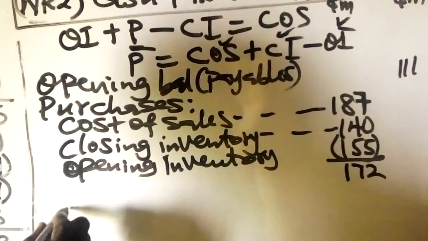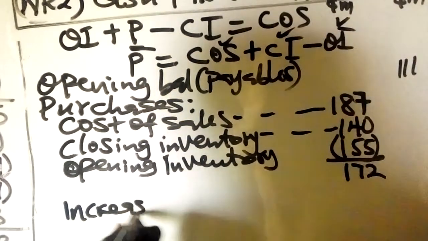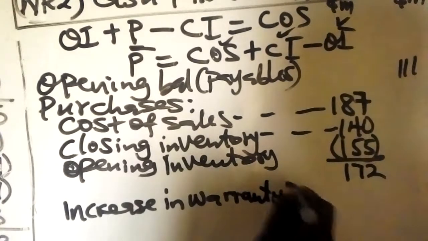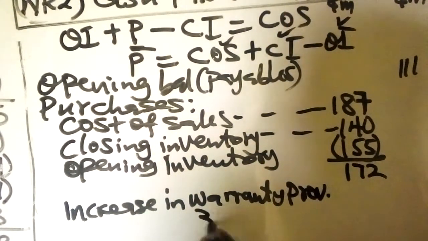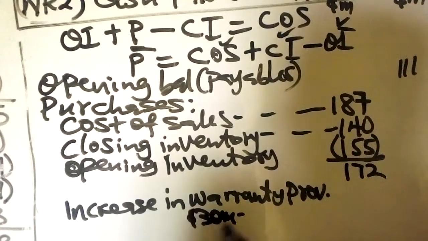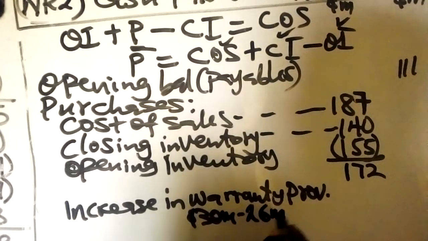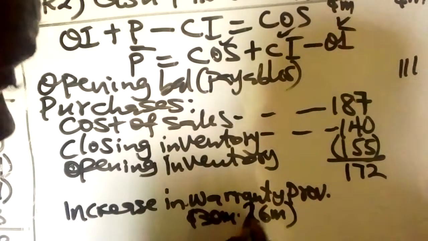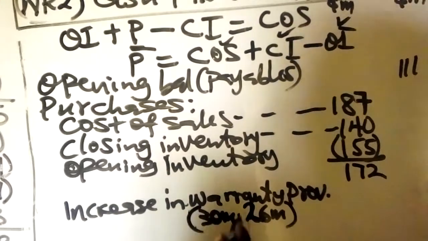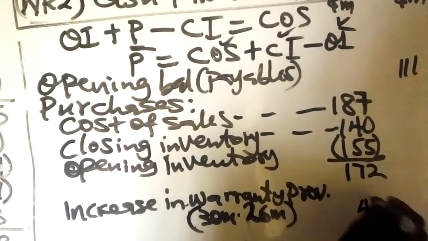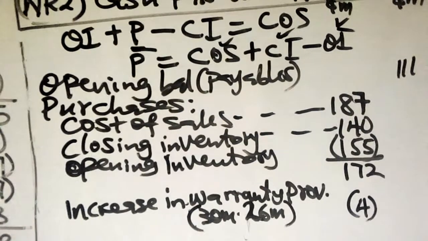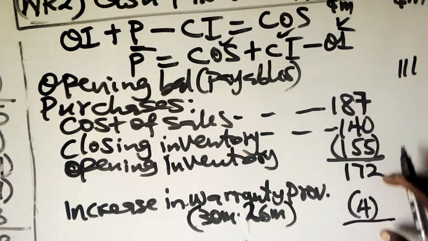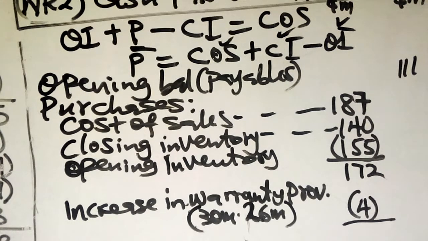So the increase in warranty provision, which is $30 million minus $26 million. The difference is 4 million. So if you remove that 4 million from cost of sales, our purchases now will be 168.